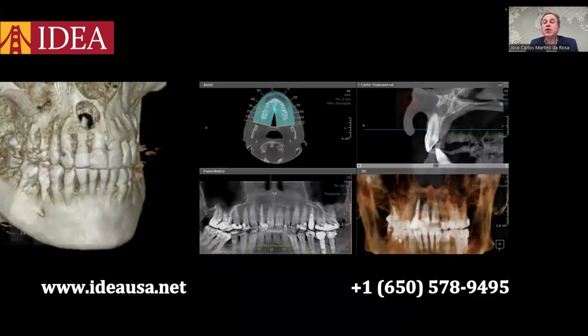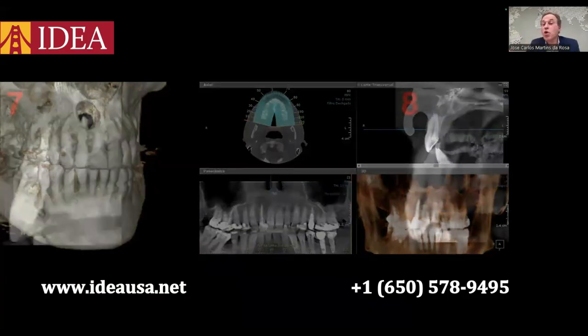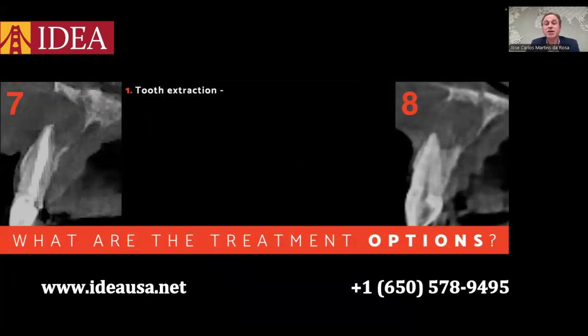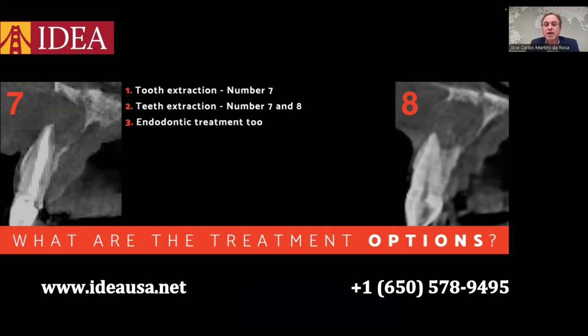So what are the treatment options? What would you do? Maybe we can do only the tooth extraction number 7. Maybe we can do the tooth extraction number 7 and number 8. Or we can do endodontic treatment in tooth 8 because it's still vital.